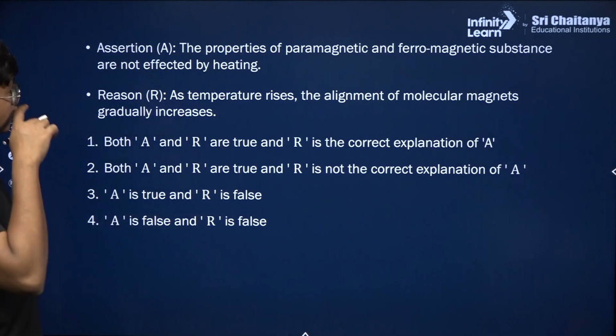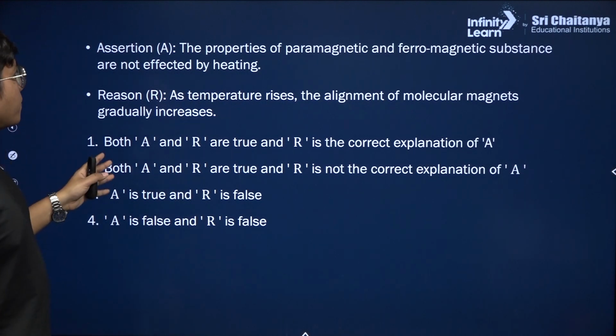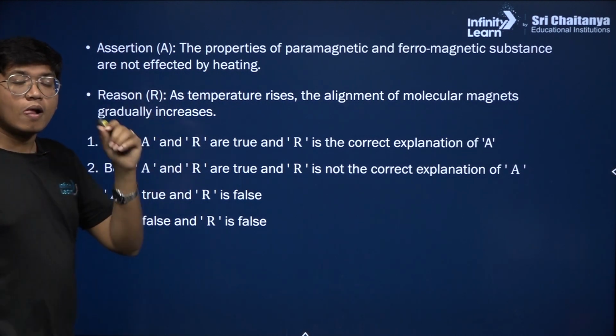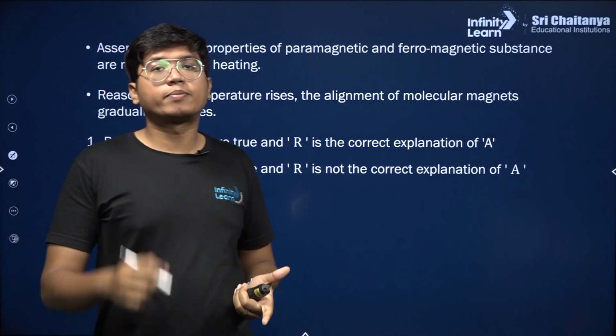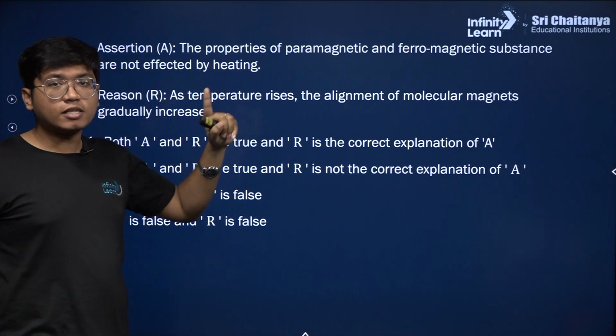Next one, assertion reasoning. The properties of a paramagnetic and ferromagnetic substances are not affected by heating. This is an incorrect statement because paramagnetic and ferromagnetic substances obey Curie's law. So they are affected by heating. So first statement is incorrect.